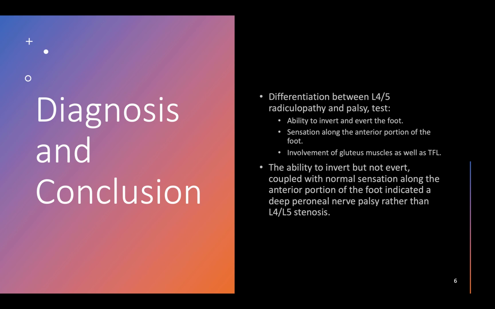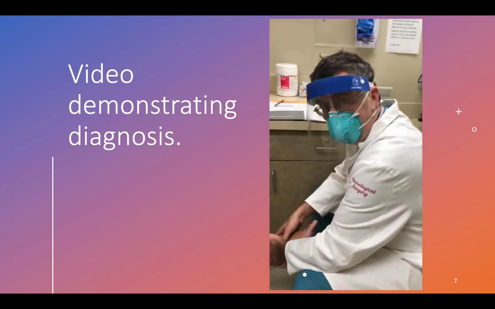So this patient's ability to invert but not evert the foot, coupled with normal sensation along the anterior portion of the foot, as well as intact gluteal muscles and TFL, indicated a deep peroneal nerve palsy rather than an L4-5 stenosis. Now we'll show a quick video accompanying this diagnosis.